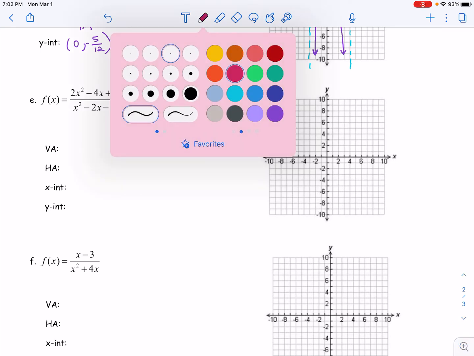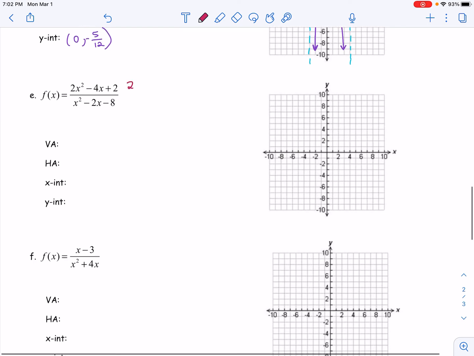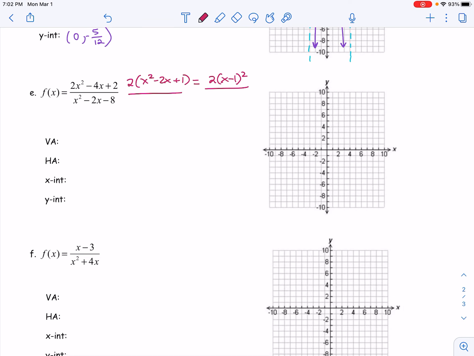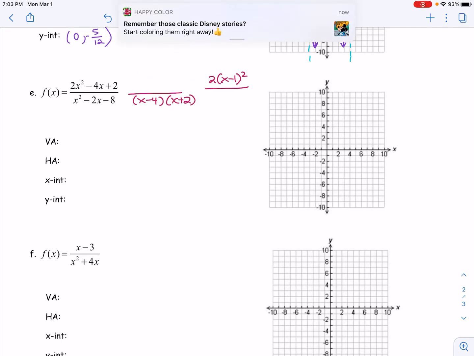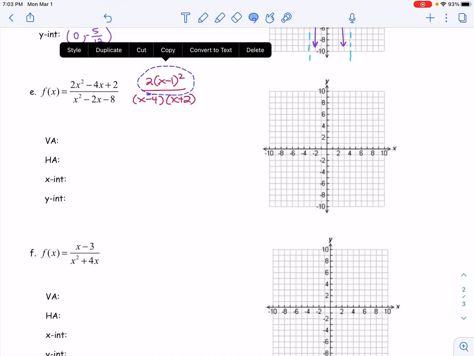Factoring again. I told you got to know how to factor. All right? When I factor this one, I actually get a GCF of 2, leaving me with x squared minus 2x plus 1, which is actually a perfect squared trinomial of x minus 1 squared. So we do now have a squared factor, so that's going to affect something. And then your denominator does factor into x minus 4 and x plus 2.